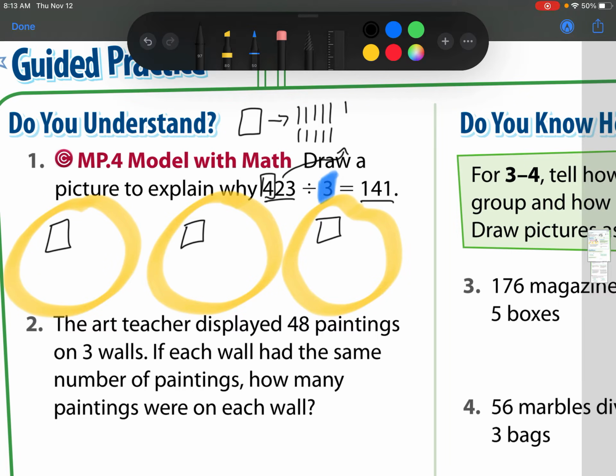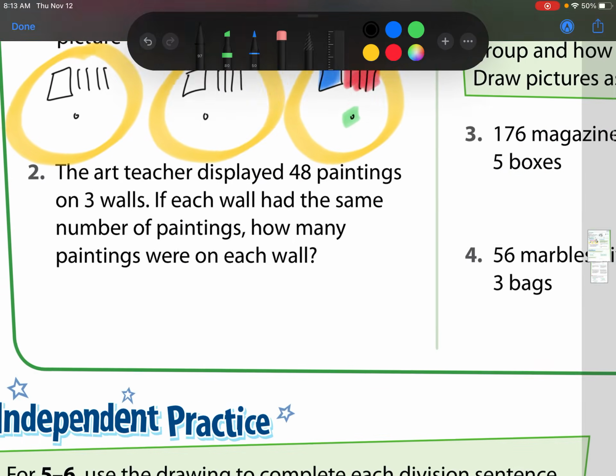So together, we have 12. So let's break that up now. 1, 2, 3, 4, 5, 6, 7, 8, 9, 10, 11, 12. There's no leftovers. That was easy. And then we have 3 ones. We'd have 1, 2, 3. So there's our model to show how we equal 141. And notice it does equal that. We can check because 100, then we have 4 tens, and finally we'd have 1 one. So it matches. Now let's look at number 2.